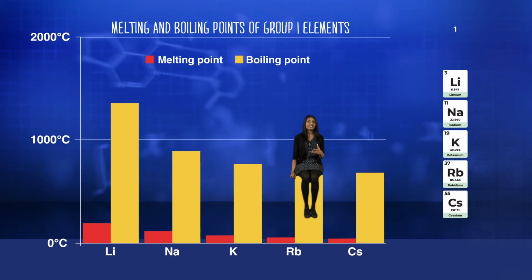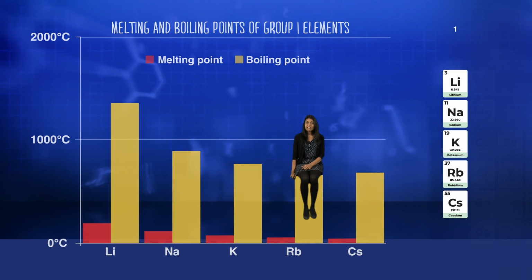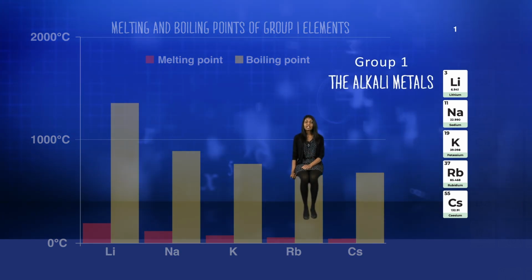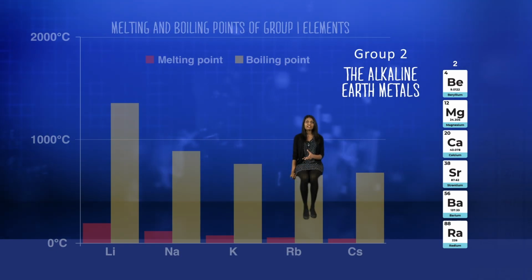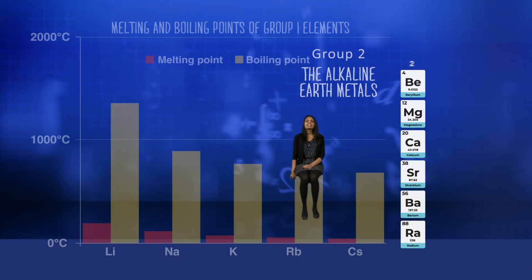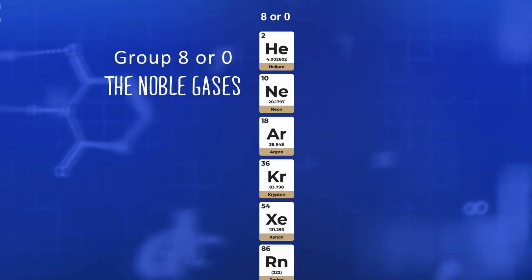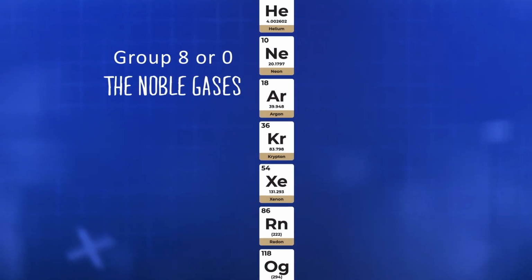Note that groups can have names as well as numbers, so the group 1 elements can be named alkali metals, group 2 can be named alkaline earth metals, group 7 can be named halogens, and group 8 or 0 is the noble gases.